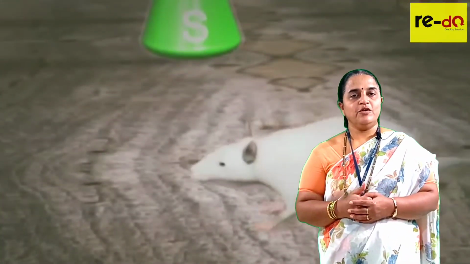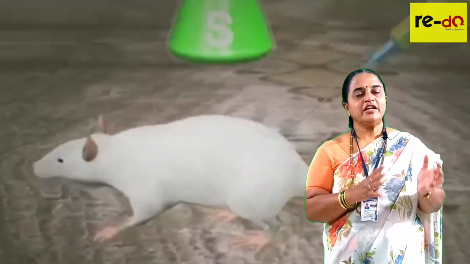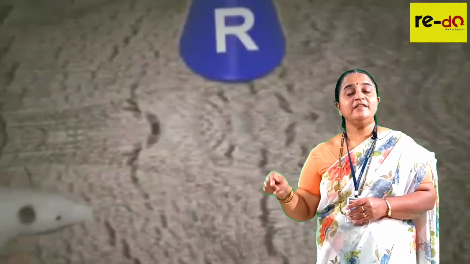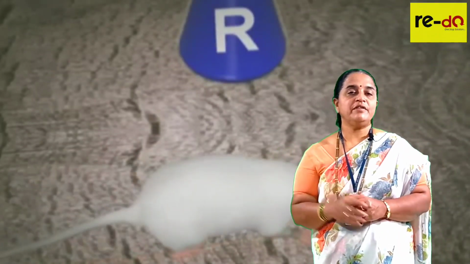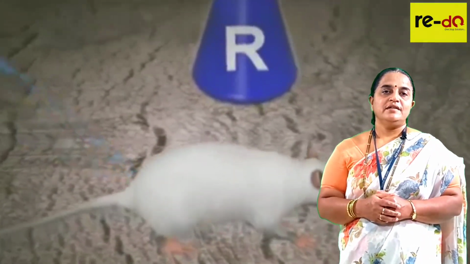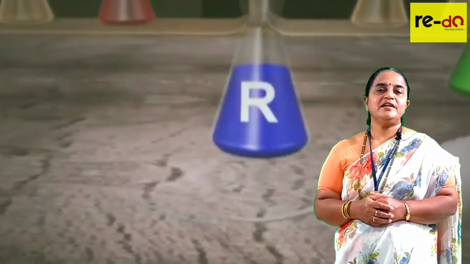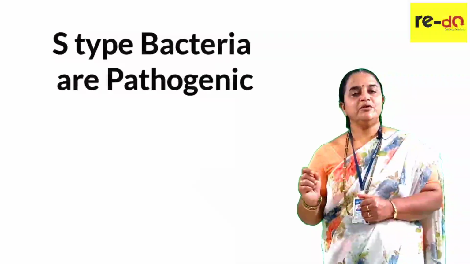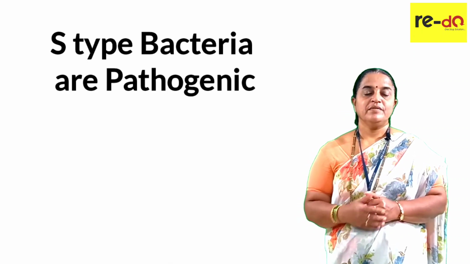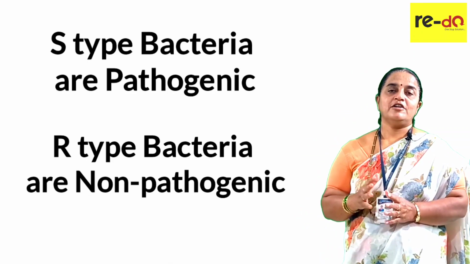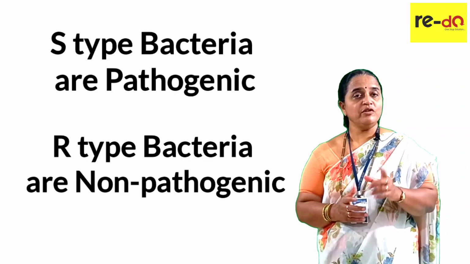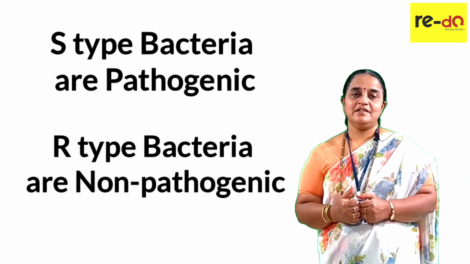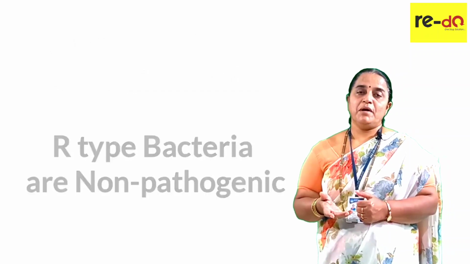After some days he saw mice injected with S-type died, but mice injected with R-type survived. So he concluded that S-type capsulated bacteria cause pneumonia. They are pathogenic. R-type bacteria are non-pathogenic. He was Griffith, not like us. He was curious whether we can kill the pathogenicity of S-type or not.